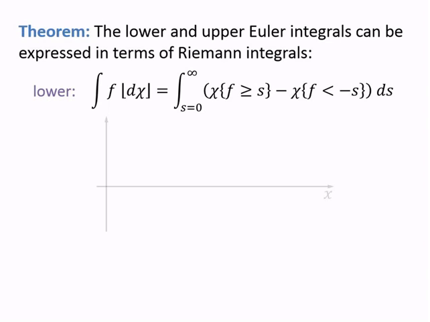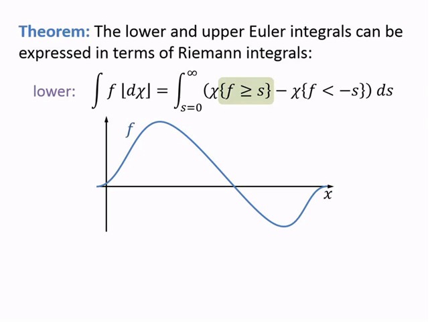Let me draw a picture to illustrate this. This is my function f. I look at each s from 0 to infinity. There's some s, and this is the set on which the function is greater than or equal to s. It has Euler characteristic 1 in this case. And then I also have to look at minus s. I get the set on which f is less than minus s, an open interval in this case. And then I integrate over all s from 0 to the maximum of f and minus f. So this is a nice way of computing the Euler integral in practice.